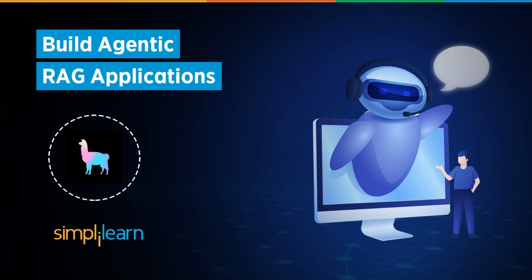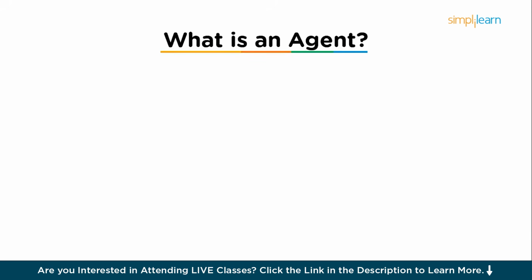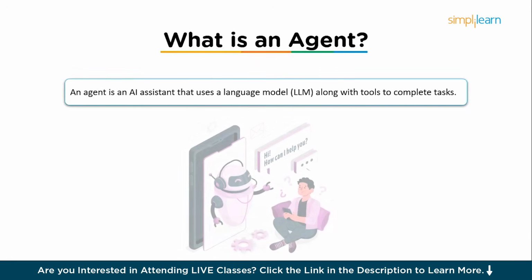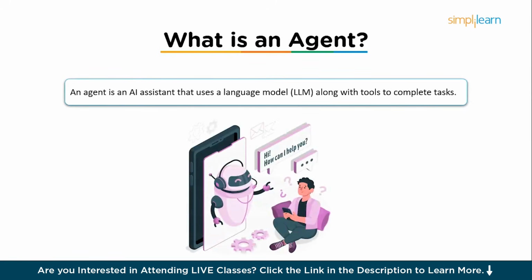Welcome to this course on building Agentic RAG applications. Initially, we will understand what an agent is. An agent is an AI assistant that uses a large language model along with tools to complete tasks. In an agentic workflow, one or more agents can work together to manage and perform tasks.